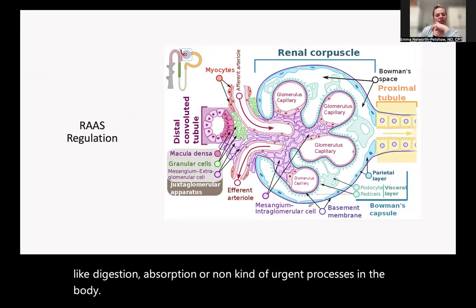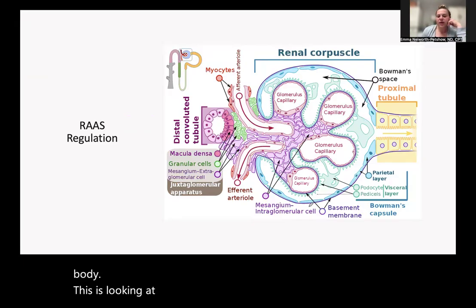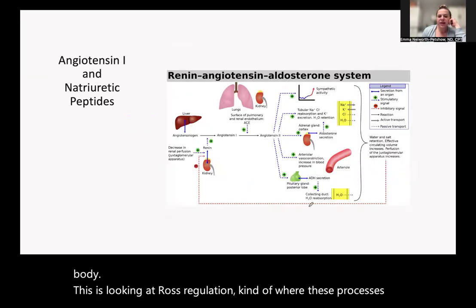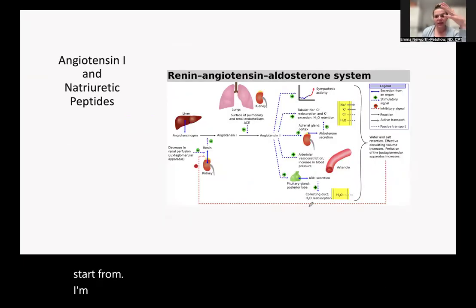This is looking at RAAS regulation, where these processes start from, looking at the whole system, if you need a visual to remind yourself of what the system looks like.